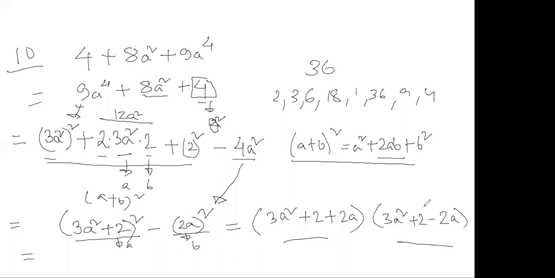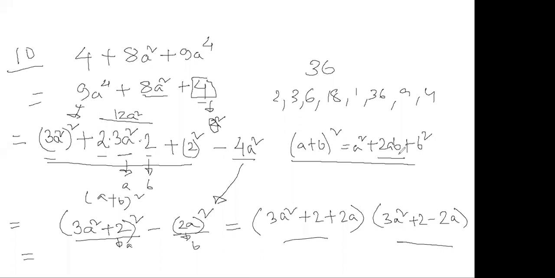Yes. Sir, please explain the third line again. Okay, third line. So in the second line, what did we have? 9a to the power 4 plus 8a square plus 4. So I've tried using middle term factor, I couldn't solve. Now what did I do? I've tried to convert this into this formula by using this formula.